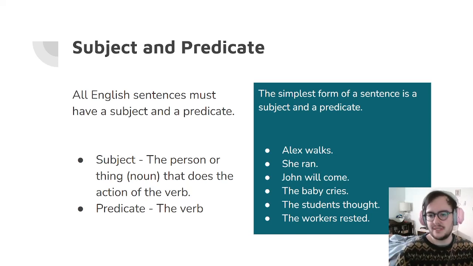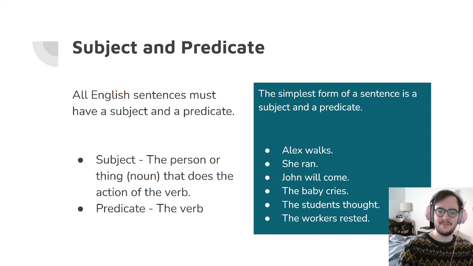The simplest form of a sentence is just the subject and the predicate, like Alex walks. She ran. Alex and she are the subjects of the sentences. Walks and ran are the predicate. Those are the verbs. John will come. The baby cries. The students thought. The workers rested. Very simple sentences.